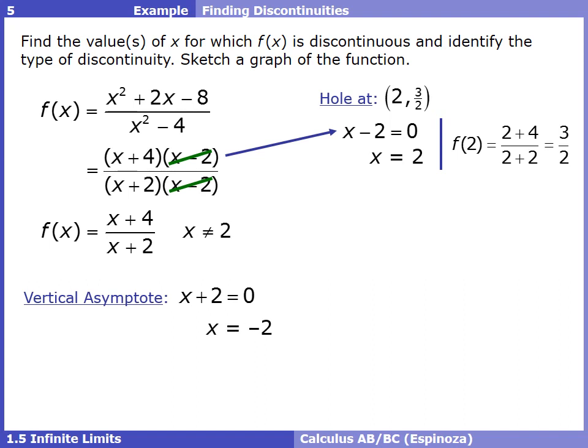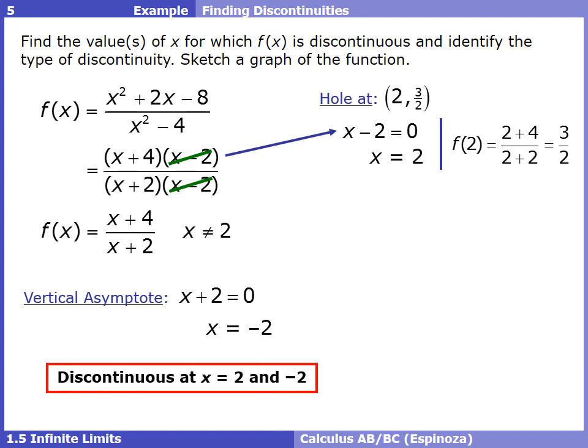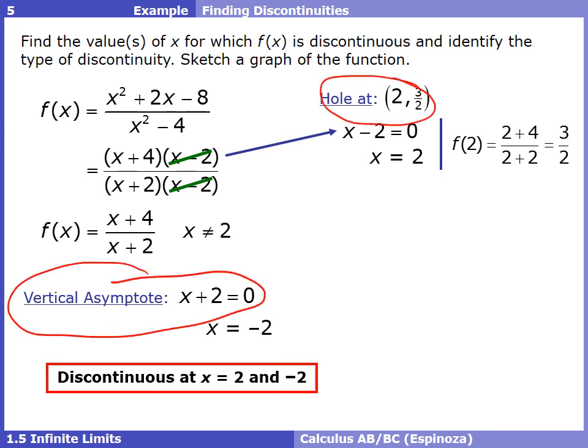So to finalize the first part of this question, we just needed to identify the discontinuities, and of course we have a discontinuity at x equals 2 and at x equals -2, and then on top of that we've identified the discontinuities as our vertical asymptote here and as our hole here.